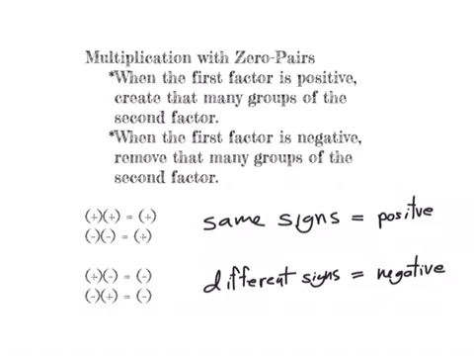The more you do, you're going to see a pattern. When you're multiplying 2 positive numbers, the answer will always be positive. When you're multiplying 2 negative numbers, the answer will also always be positive. So when you're multiplying the same signs, both factors are positive or both factors are negative, the answer will always be positive. When you multiply a positive by a negative number, your answer will always be negative. And when you multiply a negative by a positive factor, the answer will also always be negative. Different signs equal negative.